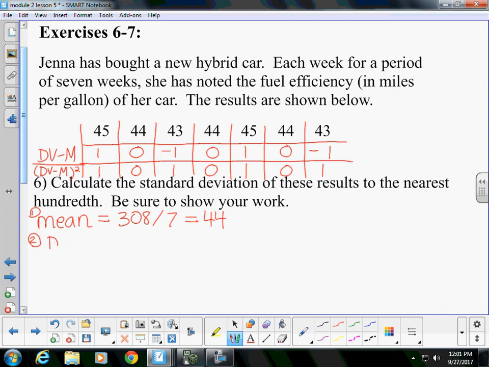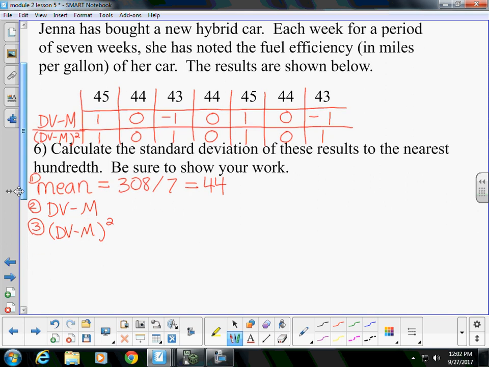Okay, so step 2 was doing the data value minus the mean. Step 3 is taking those answers and squaring them. Step 4, you want to take all of the answers you just got and add them. So I'm going to take 1 plus 0 plus 1 plus 0 plus 1 plus 0 plus 1 and add all those answers up. So that's 1, 2, 3, 4. 4.